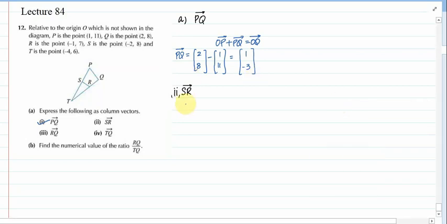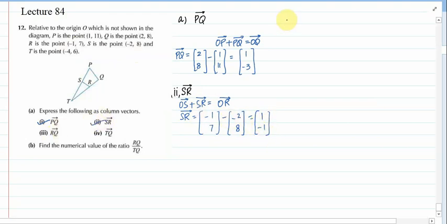Right? It will be OS plus SR is equal to OR. You need to find SR here. So SR is equal to the vector OR, OR is (-1, 7), minus OS, and OS is (-2, 8). So when you solve them, it will be -1 plus 2, it's 1, and 7 minus 8, it's -1. So that is the vector SR.